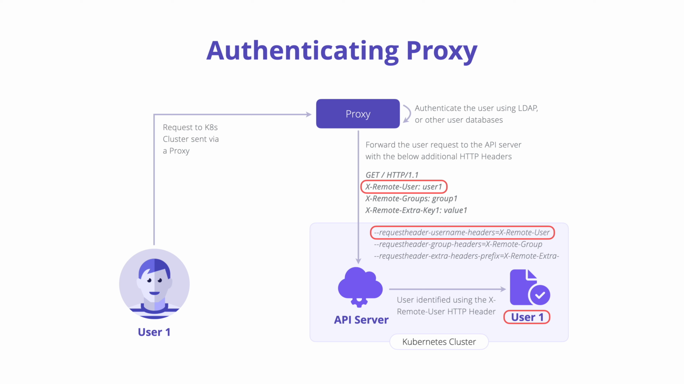To prevent header spoofing, the authentication proxy needs to present a valid client certificate, and the certificate authority that issued the authenticating proxy's client certificate should be added to the API server via the --requestheader-client-ca-file option.